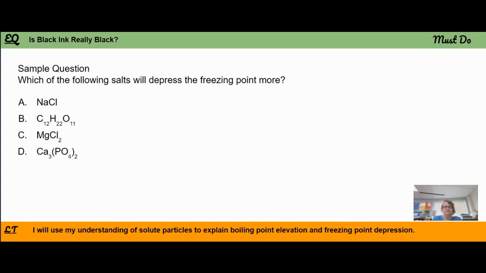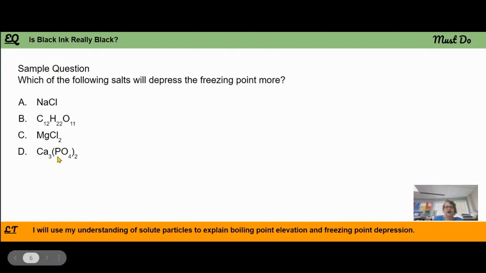If I'm looking at the answers, I ask myself, how many particles can it break down to? The higher the number of particles, the more it's going to affect that boiling point or freezing point. Sodium chloride has 2 particles, sodium ions and chlorine ions. C12H22O11, which is sugar, has just 1 because that's a covalent molecule. All of these have to stick together. They can't separate, otherwise it's not sugar. Magnesium chloride is 1 magnesium and 2 chlorine, so there are 3 particles that can spread into the water.